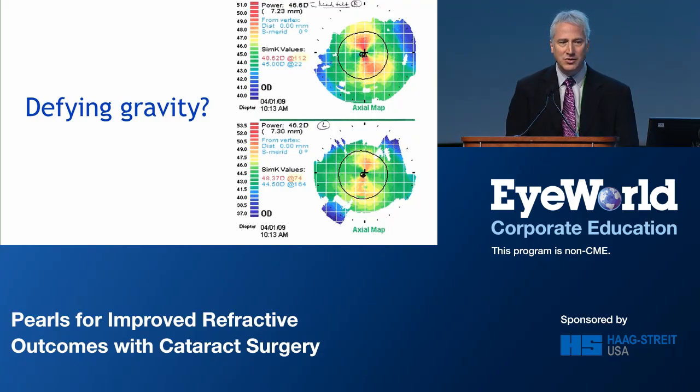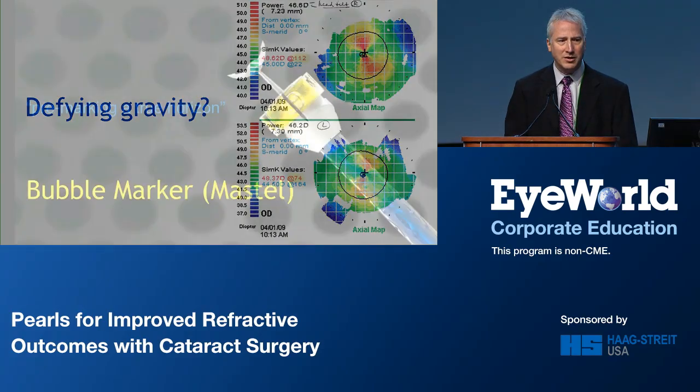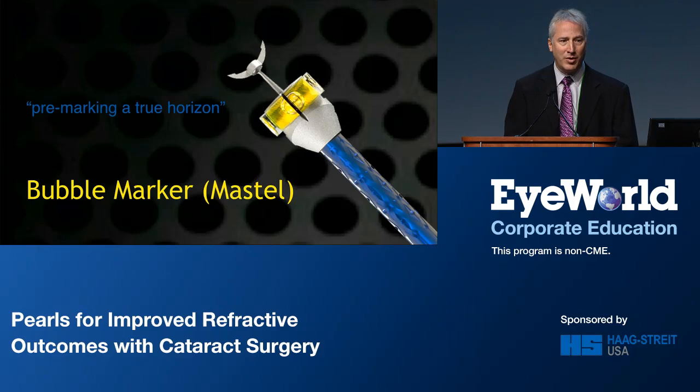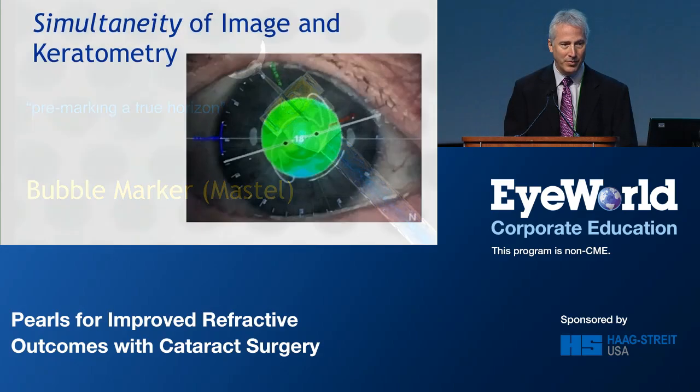It's defying gravity. These two topographies are the same eye. The patient was tilting their head slightly to the right in one and slightly to the left in the other. So what we really want to know is not what the astigmatism is relative to gravity. We need to know what the astigmatism is and what the landmarks are relative to when the keratometry was performed. Remember we talked about simultaneity before? Again, a bubble marker works great, but it's not relative to where it was measured, relative to gravity, right?